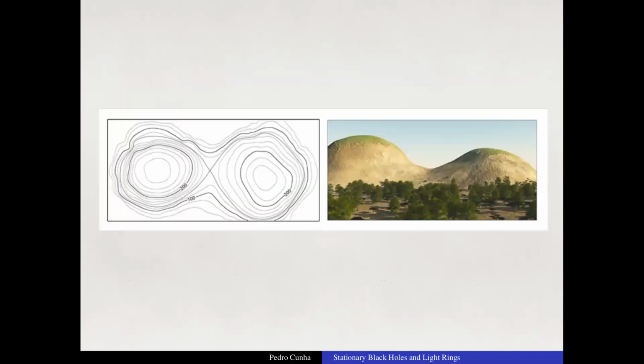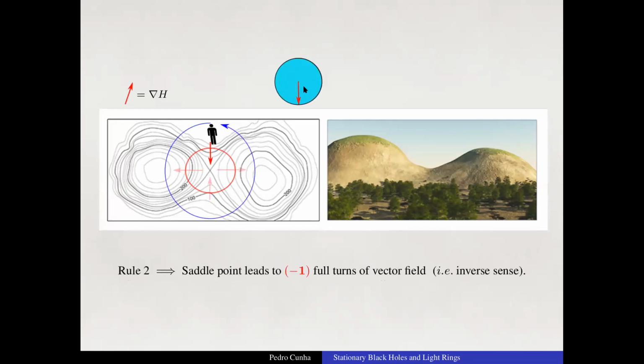So next we can take a more challenging setup, two small hills connected by a saddle point. Now, when walking in the positive direction of a path around the saddle point, the gradient vector is rotated in the negative direction. This is displayed in the angle indicator as a negative blue angle. And after returning to the initial position, the vector has made a complete rotation in the negative sense. So this is our second rule, which applies when the path contains a saddle point inside.